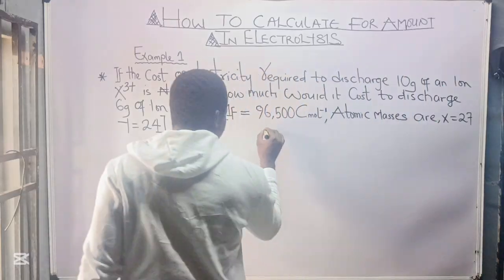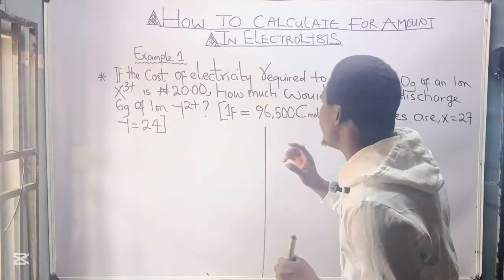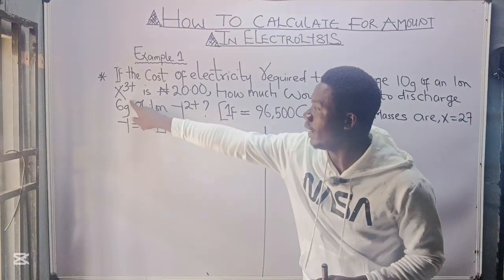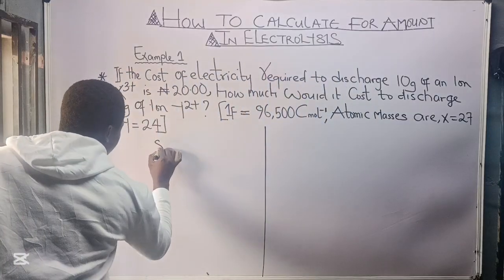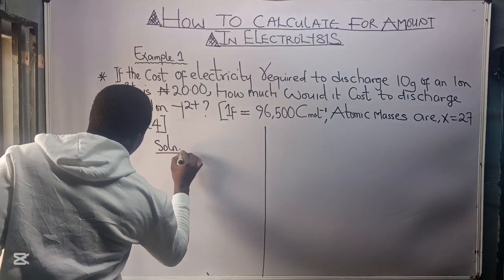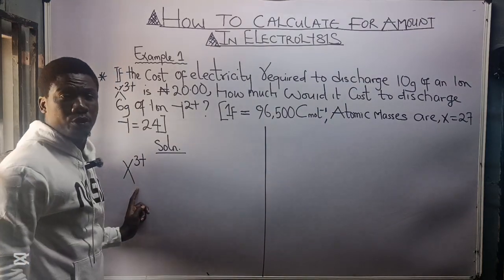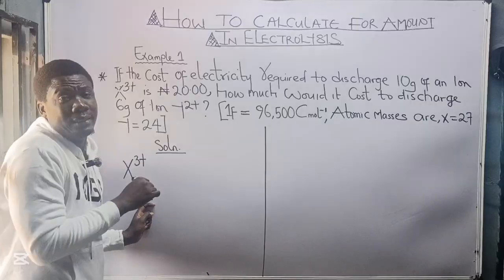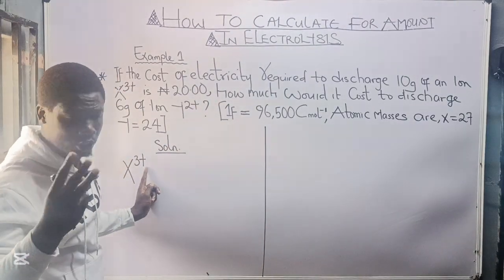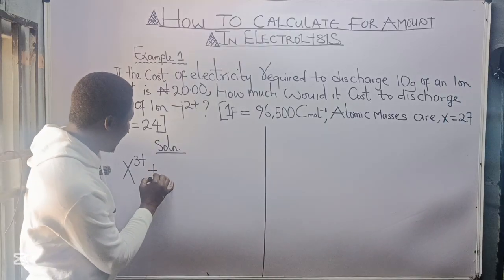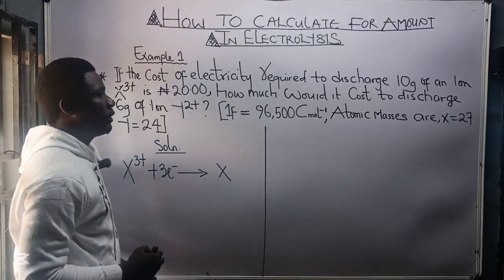Let us solve this question together. We'll begin by writing the balanced ionic equation for the first cation, which is X3 plus. That's what we'll begin from. We have X raised to the power of 3 plus. Don't forget that when you see X raised to the power of 3 plus, it means that this particular metal has lost 3 electrons. So to balance the equation, you need to add 3 electrons to this ion so that it gives you X.